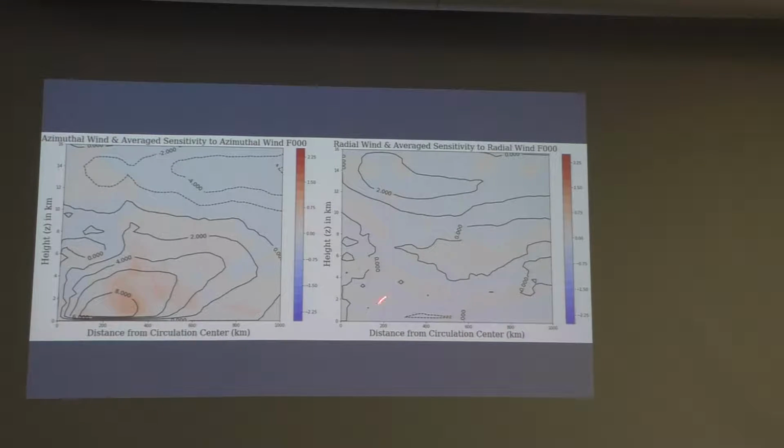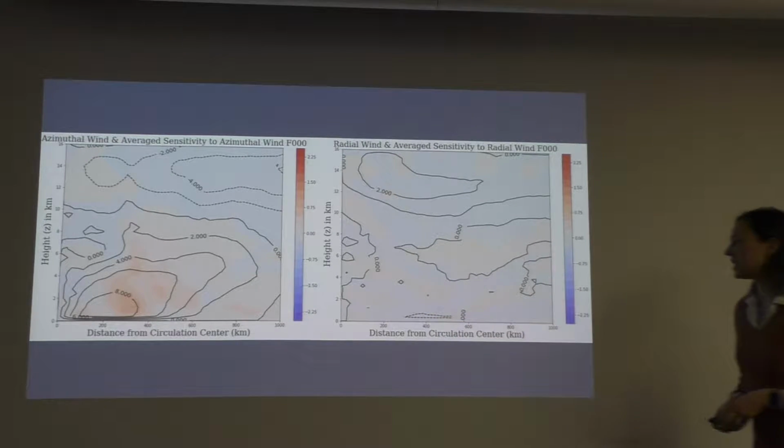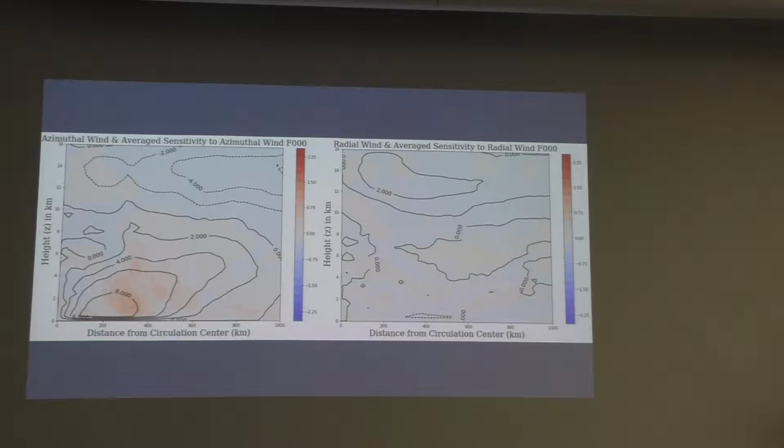We also see that it's relatively vertically aligned, possibly indicating to make a more vertically stacked system. We don't really see much organization as far as the averaged sensitivity to the radial wind. There is, if you've looked at this long enough, two slightly brighter blue spots there indicating making a slightly stronger inflow, but the sensitivities look stronger to the azimuthal wind.